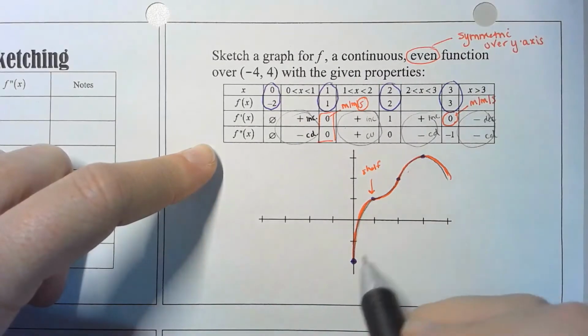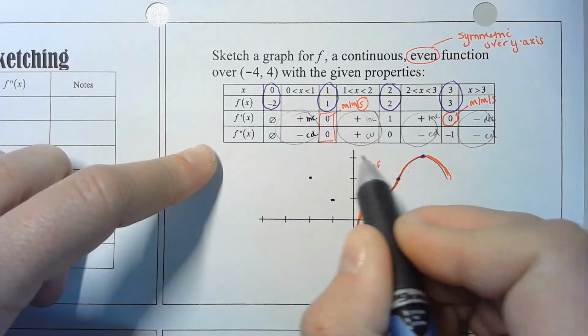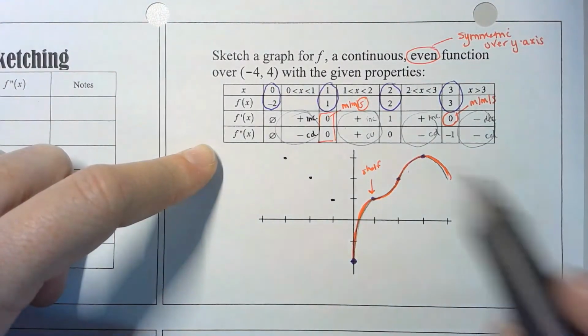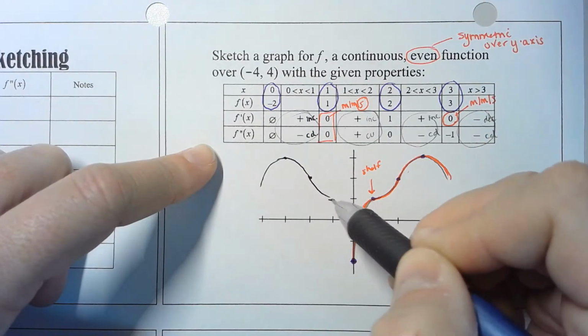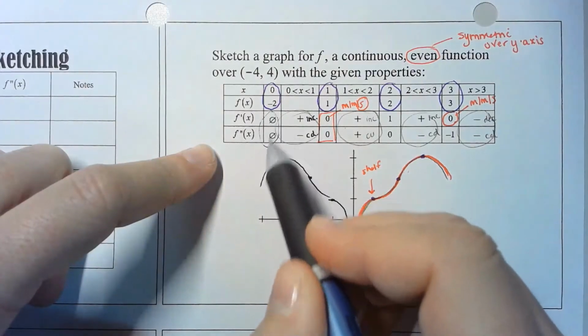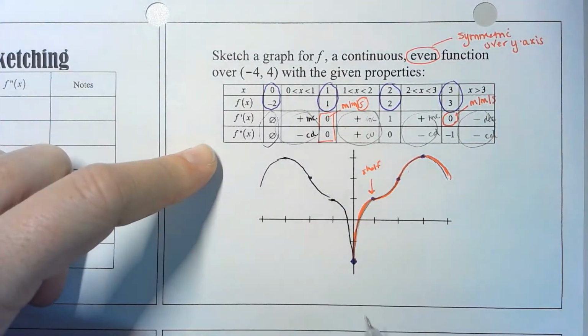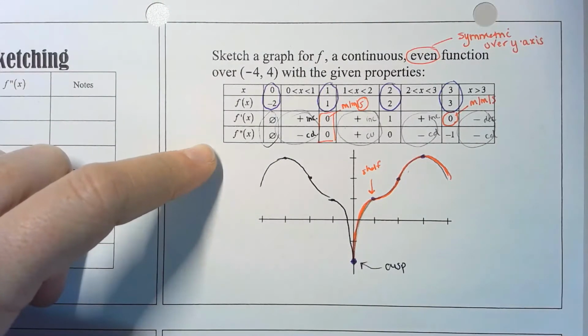Now let's go get our symmetry in here. So this point flips over, this point flips over, and this point flips over. But it's the same graph. And now when I look at this point here at x equals 0, now I understand why the first and second derivative did not exist. We have a bit of a cusp there, don't we? Good.